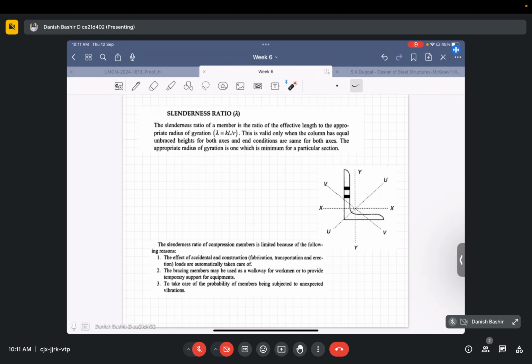Slenderness ratio is nothing but the ratio of the appropriate effective length of the column to the appropriate radius of gyration. That is, slenderness ratio lambda is equal to effective length divided by radius of gyration. Okay, this is one.